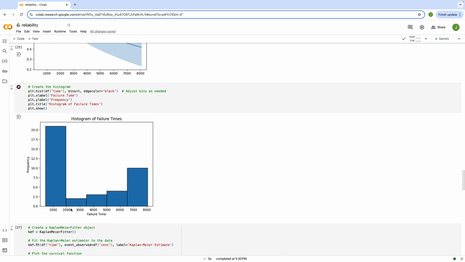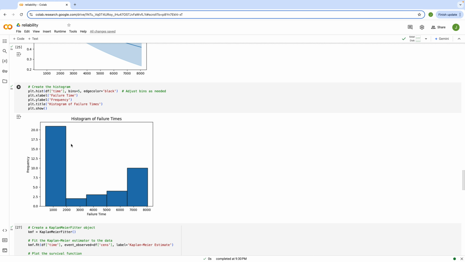So this is the histogram of the failure times. You make a histogram of the variable time, and one thing that we can see is that it doesn't look like it exactly fits a Weibull distribution. Here we have a lot of failures in the beginning, but then the probability of failures starts to increase after a certain time t.